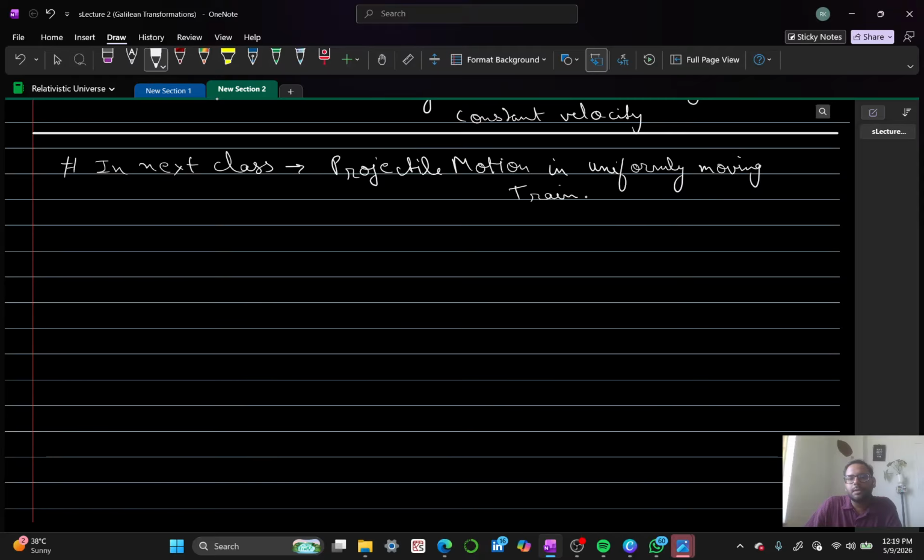You can think about it till the next class. How does the physics look, or how does the physics change, when we see a projectile motion in a train compared to a projectile motion with respect to the ground? You can try to find the mathematics behind it, and we will do that in the next class. So let's end this class here. Okay, thank you.